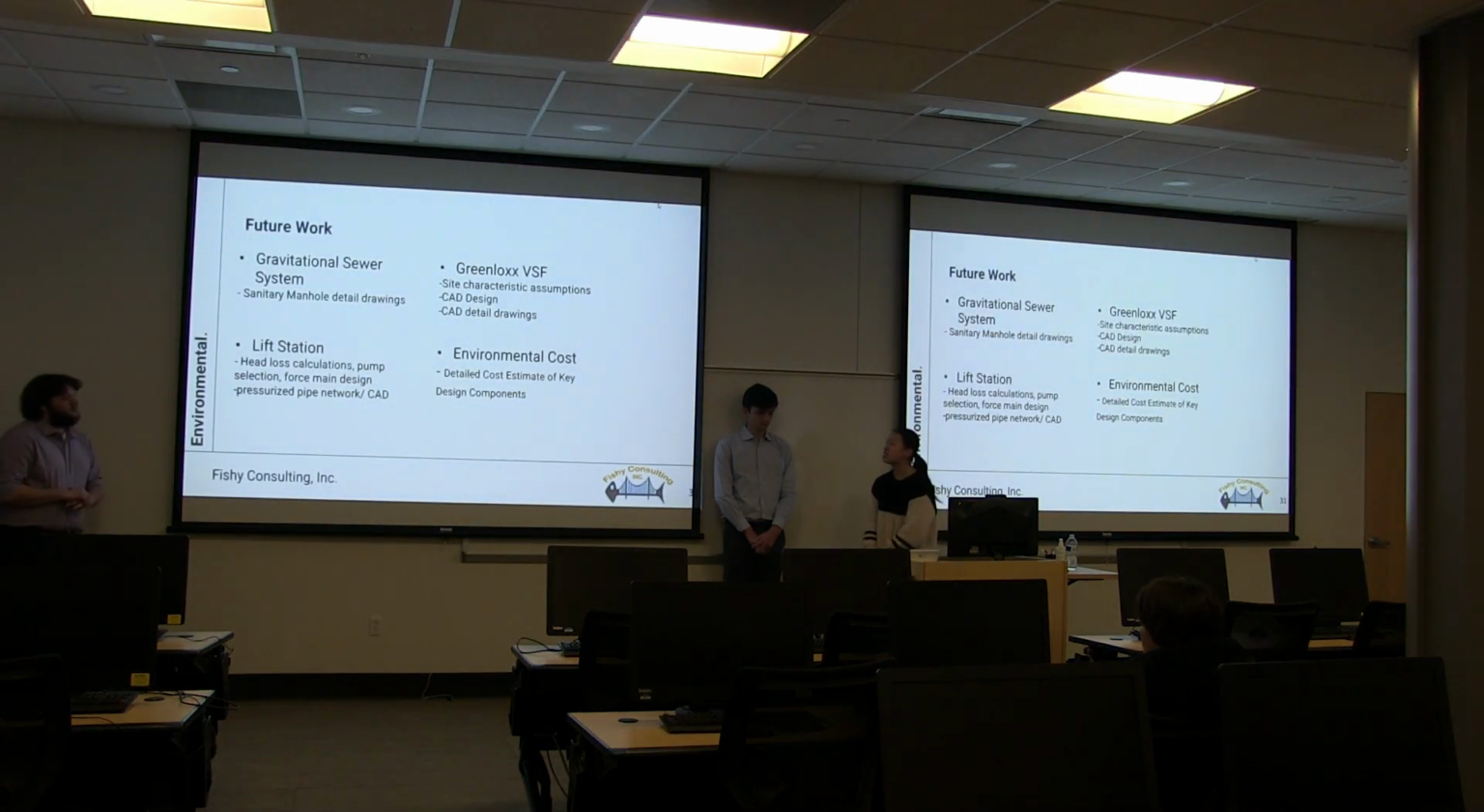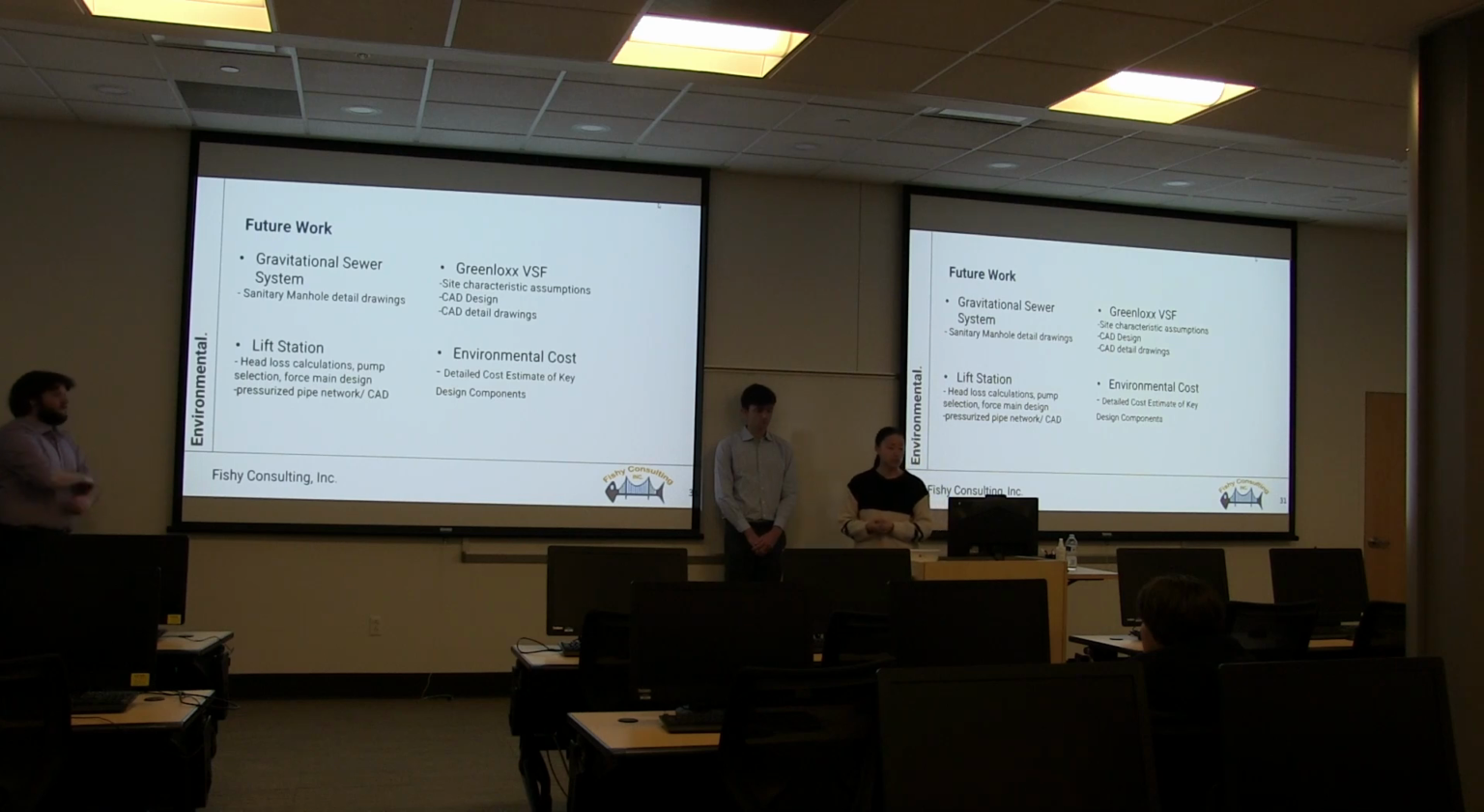So the future work I have to do is creating a detailed drawing for the sanitary manhole, as well as verifying that my gravity sewer system runs smoothly, as well as working on verifying head loss calculations for the pump system, selecting a pump and figuring out how many pumps I might need for this design, as well as continuing the force main design, which will include using the Hazen-Williams equation for that, and continuing to work in CAD and creating a pressurized pipe network.